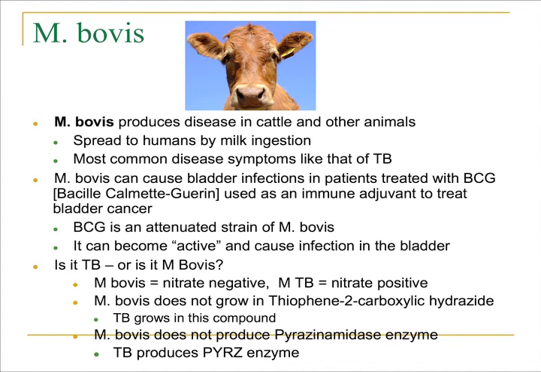If you're concerned whether it is TB or it is M. bovis, you can do the nitrate test as I discussed before, where bovis is nitrate negative and TB is positive. As I discussed prior, M. bovis does not grow in T2H, where TB does grow in this compound. And also, M. bovis does not produce the pyrazinamidase enzyme, where TB does produce this enzyme. So these are all tests that you can use to differentiate the 2 organisms.